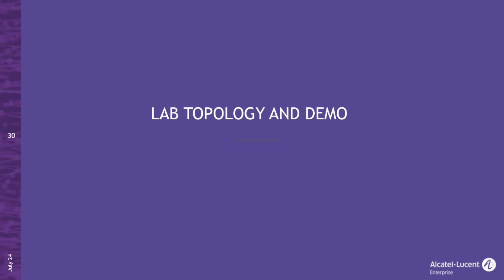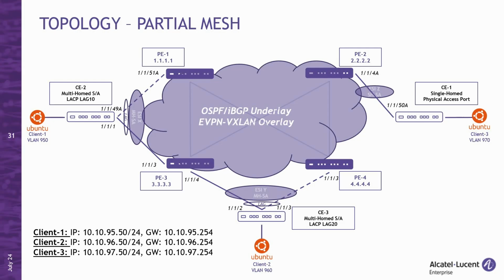Now let's look at the lab topology we will use, and then we'll start with the hands-on demo. As you can see in this topology, we have 3 VMs which are configured in different VLANs. Client 1 is in VLAN 950, client 2 is in VLAN 960, client 3 is in VLAN 970. So CE2 and CE3 have been configured for LACP link aggregation for single active multi-homing towards the PEs. We will be only demonstrating single active multi-homing in this demo. CE1, on the other hand, is single-homed on the physical port of PE2.